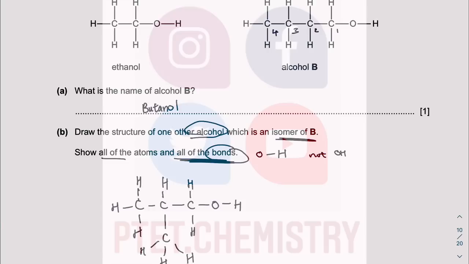If you work out the total number of hydrogen here is 4, 8, 9, 10. Here it will be 3, 4, 5, 6, 7, 8, 9, 10. This is an isomer because same molecular formula, different structural formula.